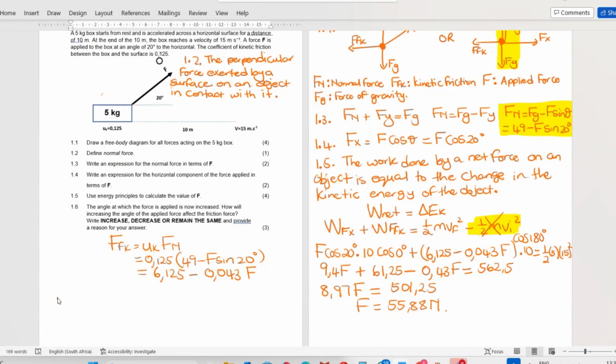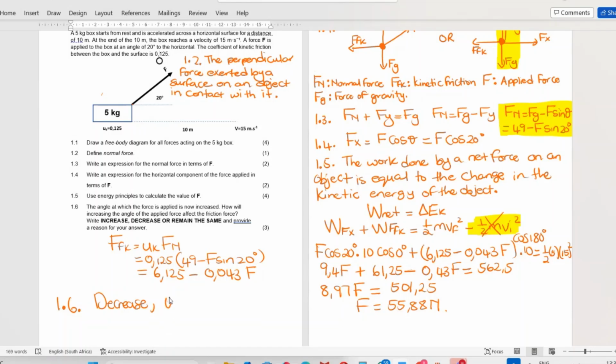And then the last question, which is 1.6, I'm going to do it here on the left-hand side. It says the angle at which the force is applied is now increased. How will an increase in the angle of the applied force affect the frictional force? Right, increase, decrease, or remain the same. And so the frictional force should decrease. Okay, because if you are providing more lifting force by increasing the angle of the applied force, then you are causing the box to be in less contact with the ground, which decreases the frictional force.